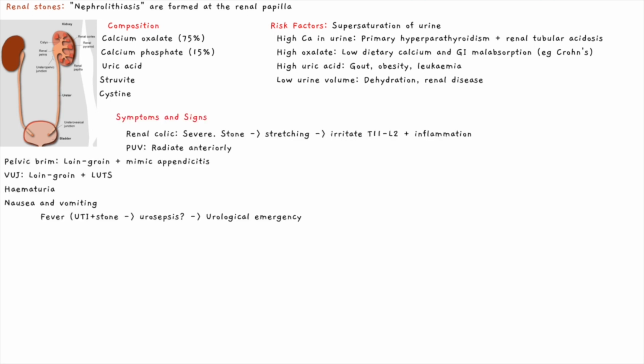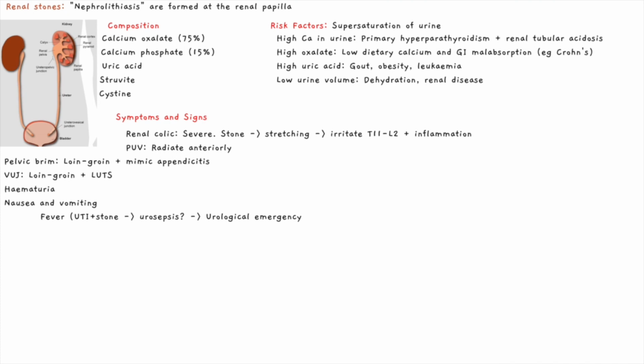A patient with renal colic will present with very severe pain, and this is due to the stone stretching the ureter and irritating nerves T11 to L2 with inflammation. The presentation may differ slightly due to the exact position of the stone. The 3 most common positions are the pelvic ureteric junction, so the top of the ureter where it joins to the renal pelvis. Also the middle of the ureter, so as it passes over the pelvic brim, and finally the end of the ureter where it goes into the bladder, also called the vesico-ureteric junction.